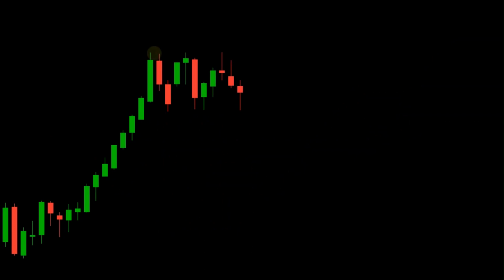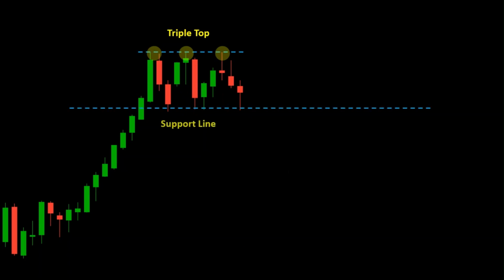Let's look at a real market chart example. In this example, a triple top pattern formed, indicating strong resistance and a weakening bullish trend. After the third peak, the price broke below the support line, confirming the pattern and signaling a potential bearish reversal.